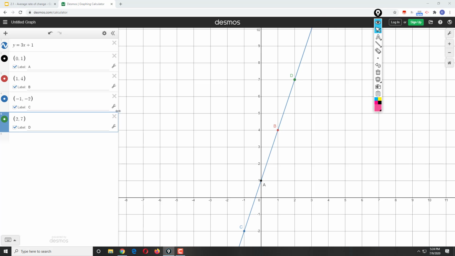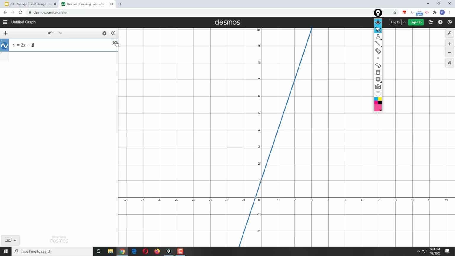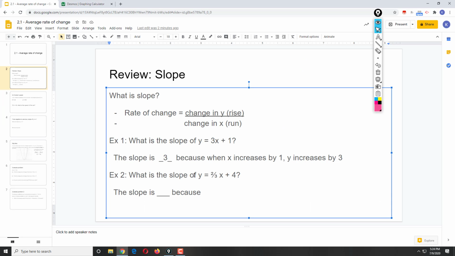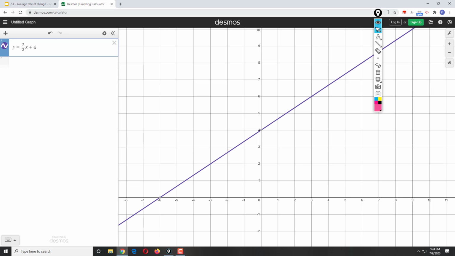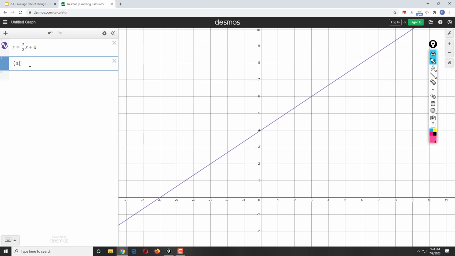Let's look at one more example. Example 2. The slope of y equals 2/3 x plus 4. Let's type that in. Y equals 2/3 x plus 4. All right. Again, we pick 2 points. 0, 4 is an easy point to pick, the y-intercept. You don't have to pick 0, 4 as you saw earlier, but let's use an easy point. There's another easy point, 3, 6. Let's call that B.